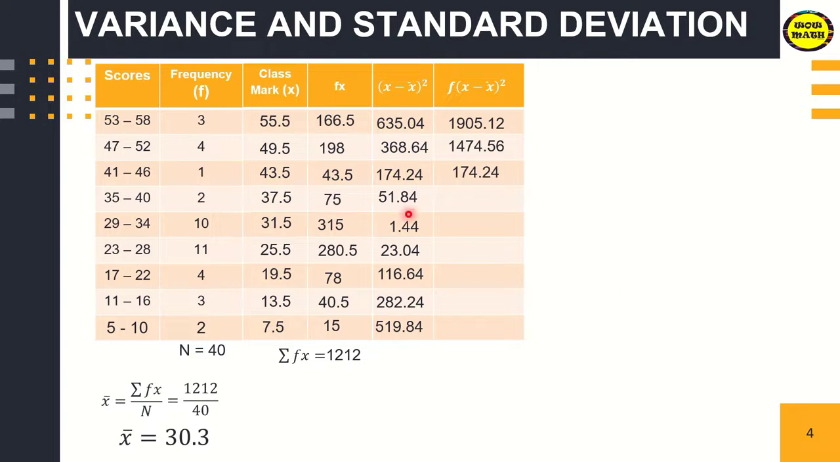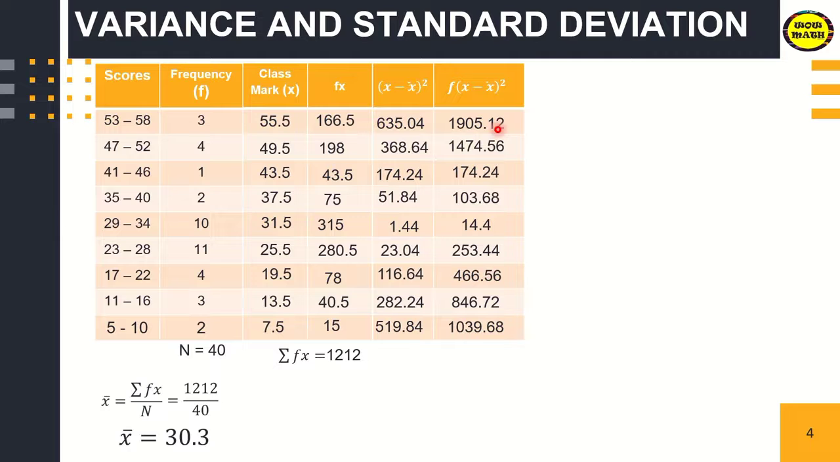174.24. So, 2 times 51.84, that is 103.68. 10 times 1.44, that is 14.4. 11 times 23.04, that is 253.44. 4 times 116.64, that is 466.56. 3 times 282.24, that is 846.72. And 2 times 519.84, that is 1,039.68. So after natin makompute yung bawat row, so ang gagawin naman natin, ito total natin lahat to.